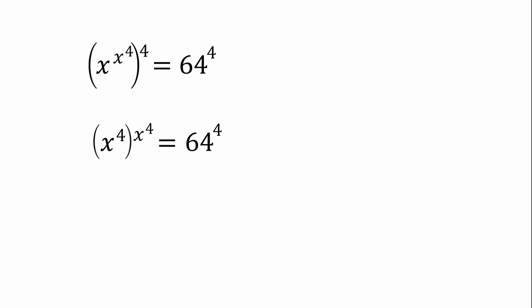On the right, 64 is the same as 8 squared. Our exponent rule says we can multiply the powers. 2 times 4 equals 8. So 64 to the fourth becomes 8 to the eighth. Now look carefully. Both sides have the same exponent. X to the fourth, all raised to x to the fourth, equals 8 to the eighth.